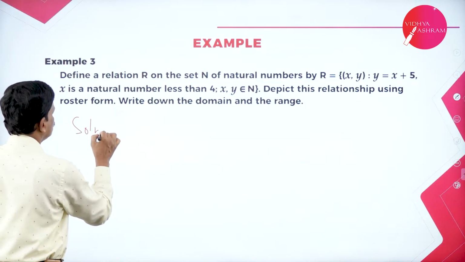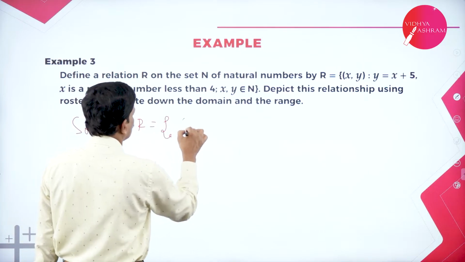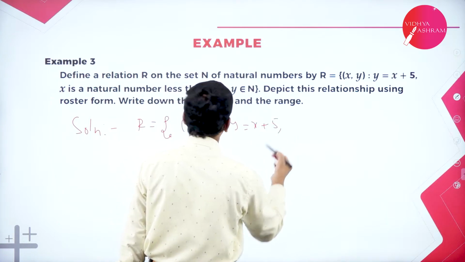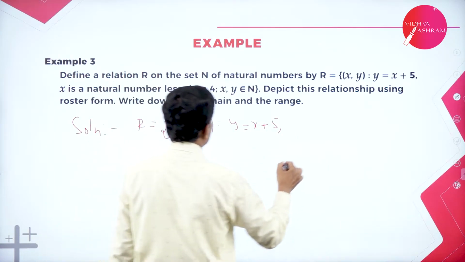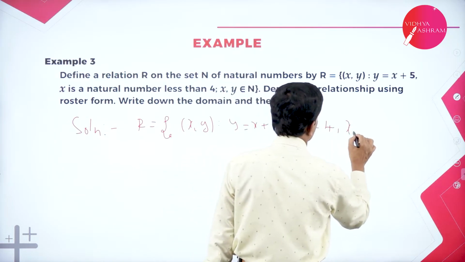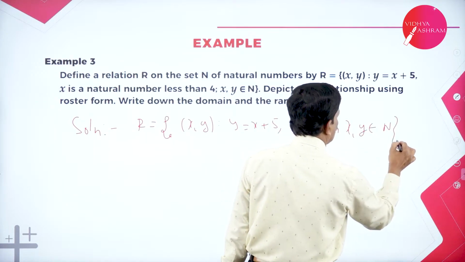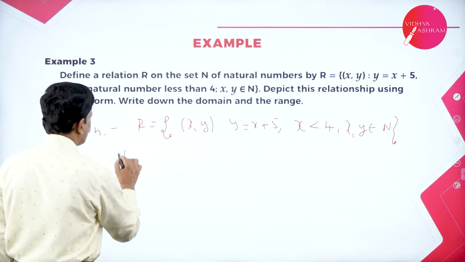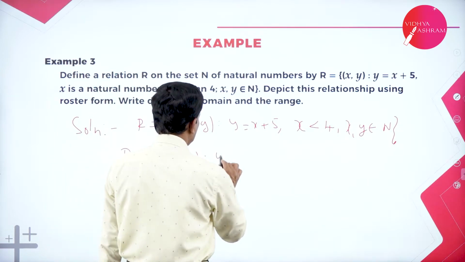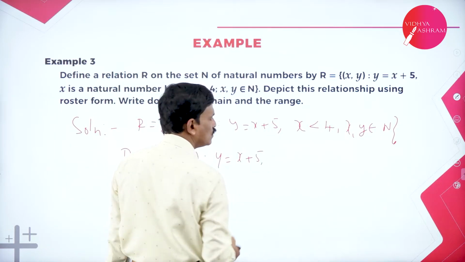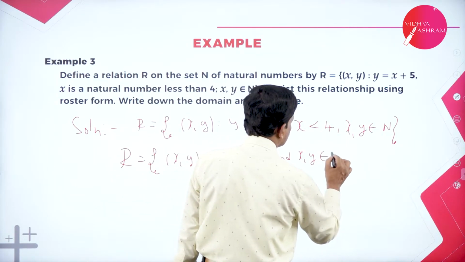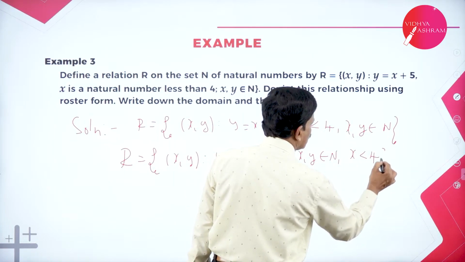Now solution. R is given by R is equal to {(x, y) such that y is equal to x plus 5 and x is a natural number less than 4 and (x, y) belongs to N}. So how to write this in the roster form? The roster form is R is equal to {(x, y) such that y is equal to x plus 5, (x, y) belongs to N and x is less than 4}.